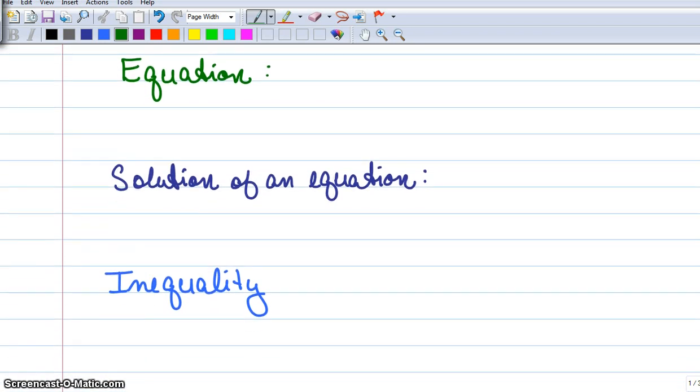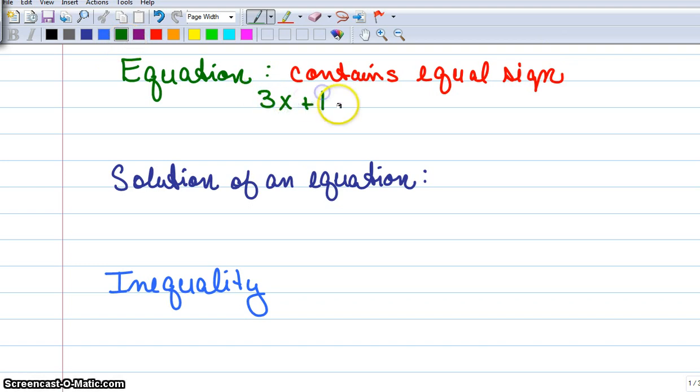Okay, so the first thing, let's go over our terminology. An equation has an equal sign between two expressions. So an equation contains an equal sign. An example of an equation would be 3x plus 1 is equal to 7.